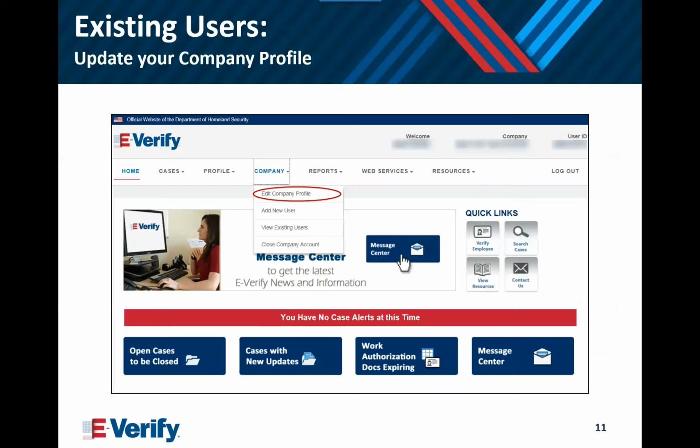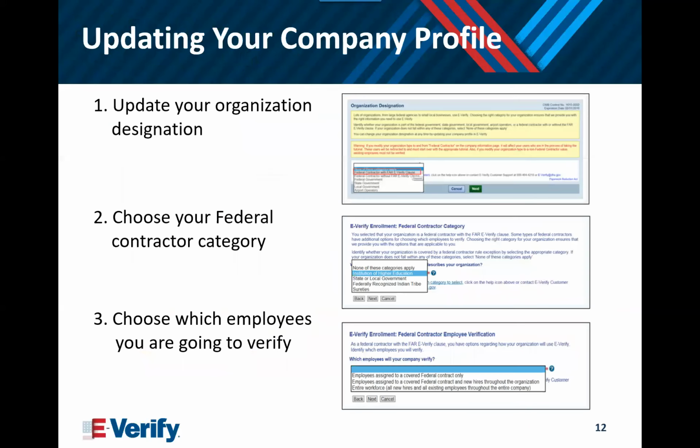So if you're an existing E-Verify employer and you need to update your company profile, you'll simply log into your E-Verify homepage, click on Company on that top ribbon, and then go to the Edit Company Profile. From there, you will then update your company profile to include your updated organization designation, your federal contractor category, meaning you're a federal contractor with the FAR E-Verify clause, and then which employees you're going to verify. And we're going to talk about that in a little more detail later.